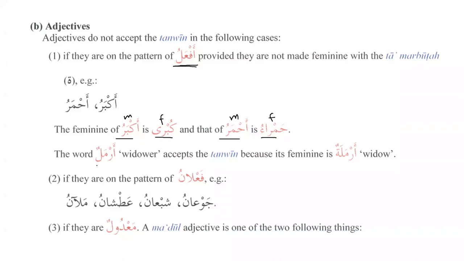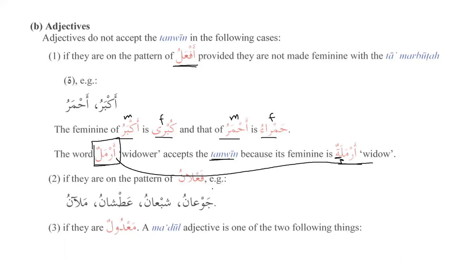The word armalun, widower, accepts tanween. Why? Because its feminine is armalatun, widow. So armalun is also on the pattern of af'alu, but it accepts tanween. Why does it accept tanween? Because its feminine comes on the pattern of armalatun, yani it accepts ta marbuta.